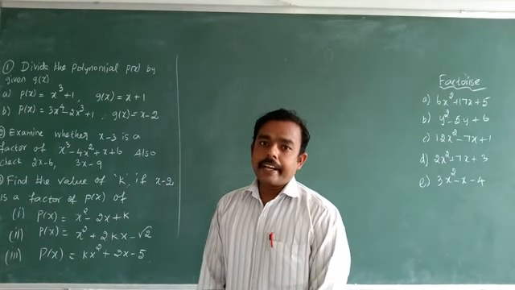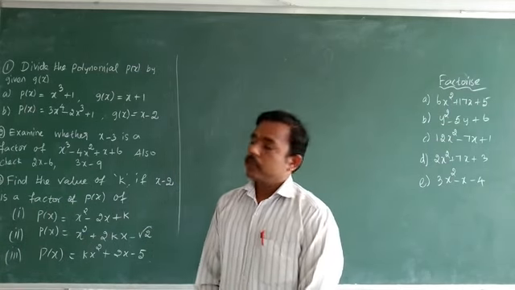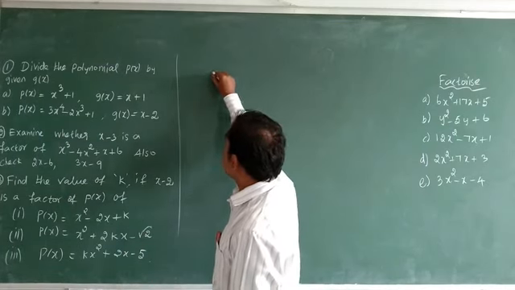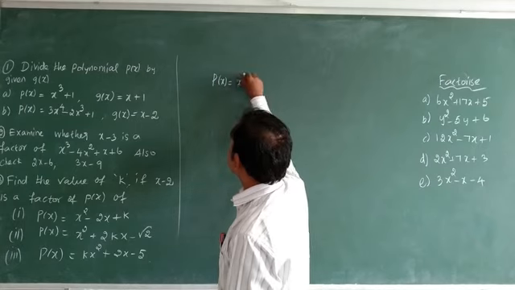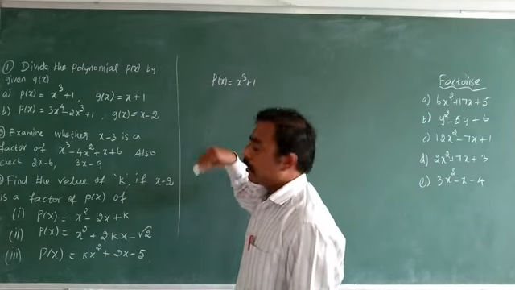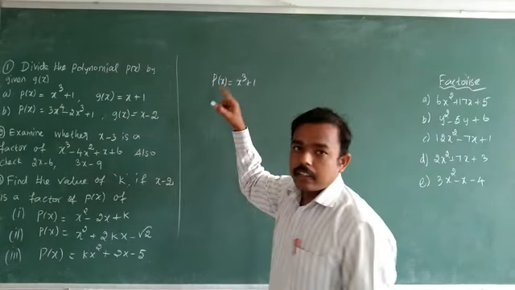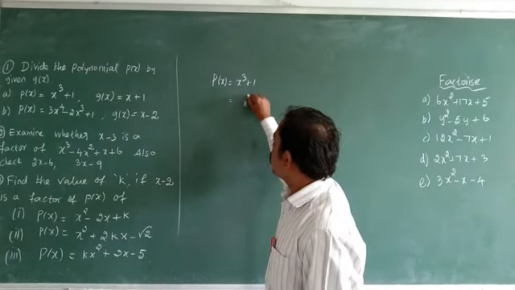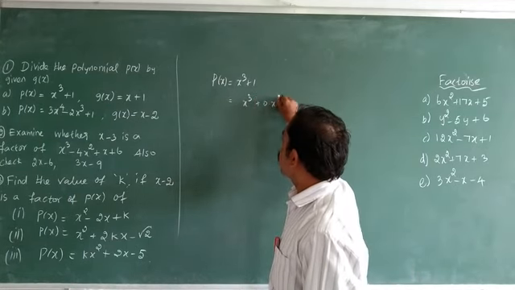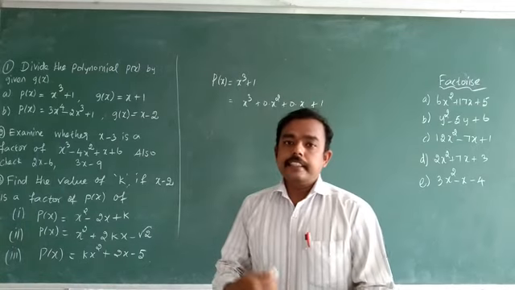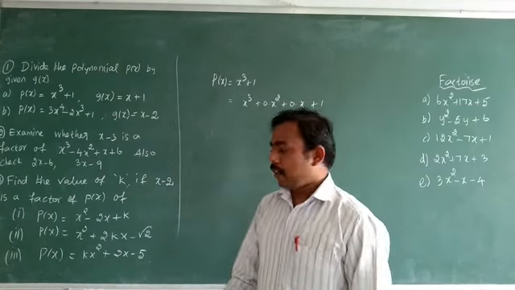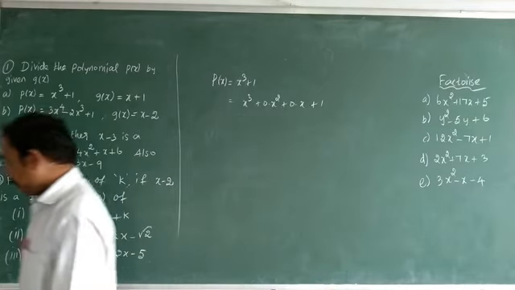So first we need to write it in standard form. Why do we need to write p of x in standard form? This p of x is nothing but x power 3 plus 1. We are going to write it using the x variable: x power 3 plus 0 into x squared plus 0 into x plus 1. Then only we can subtract easily. After that we can divide one by another.